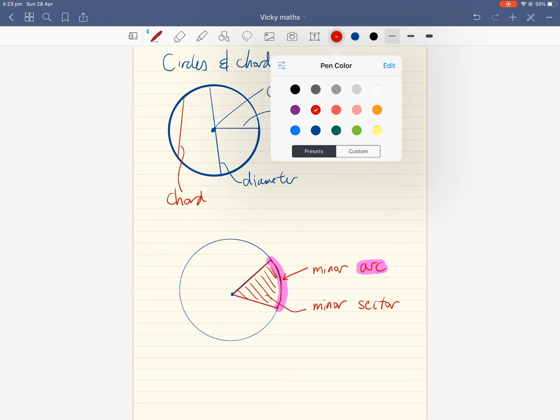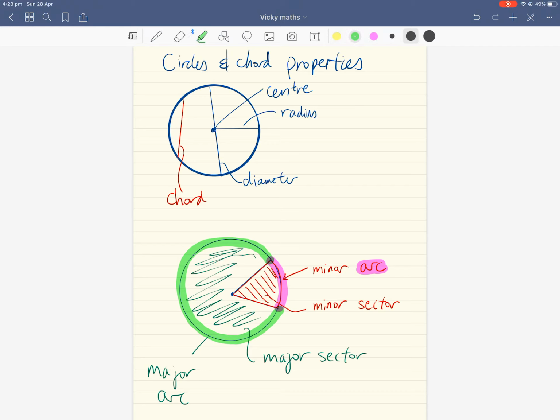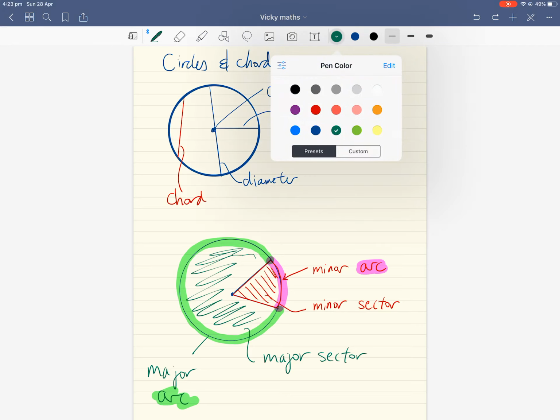In contrast, if you're looking at the bigger slice of your pizza, that is what we call the major sector. So a big slice, a slice that's bigger than a semicircle. And then the crust of that slice would be called, guess, major arc. So arc for crust, and major because it's bigger than a semicircle. And then we have a few more definitions. So let me change back to my pen.